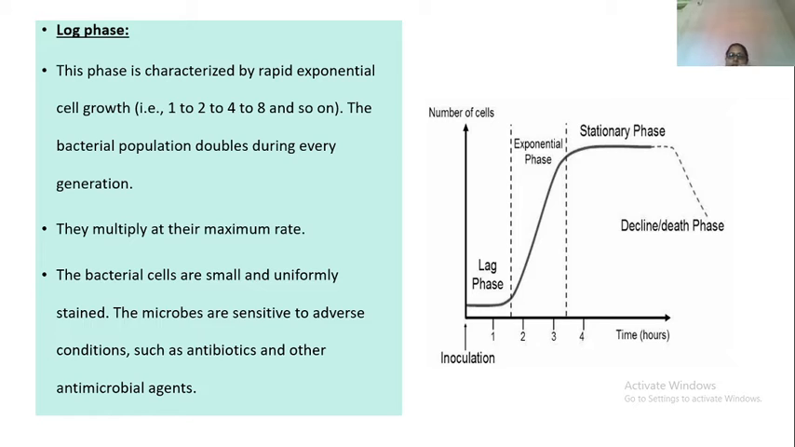Now, after the exponential phase, where you have seen maximum increase in the number of cells, comes the stationary phase.